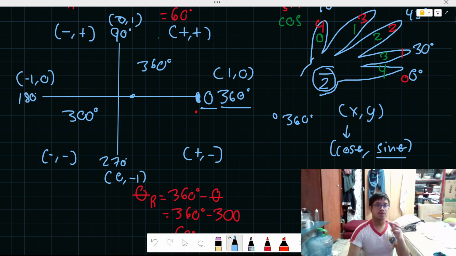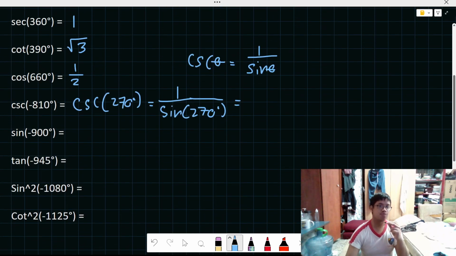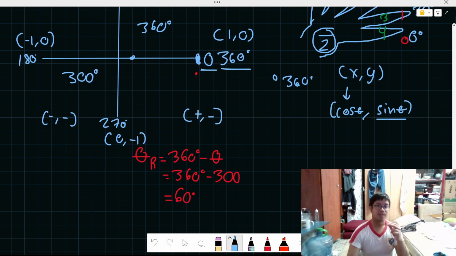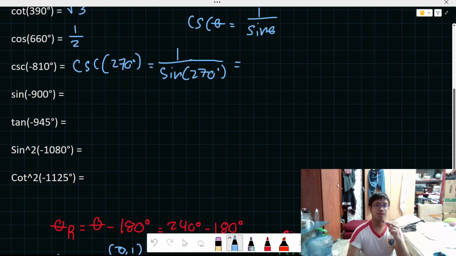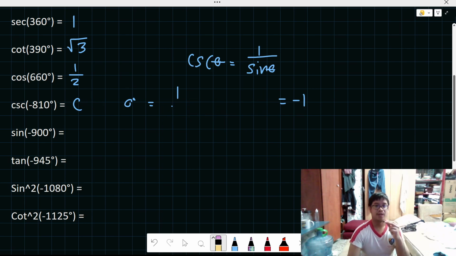Now that we have 270 degrees, let's find sine of 270 degrees. Remember that sine is the y value. The y value here is negative 1. Therefore, this is 1 over negative 1, and simplifying, this is negative 1. Therefore, cosecant of negative 810 degrees is negative 1. That's the answer.